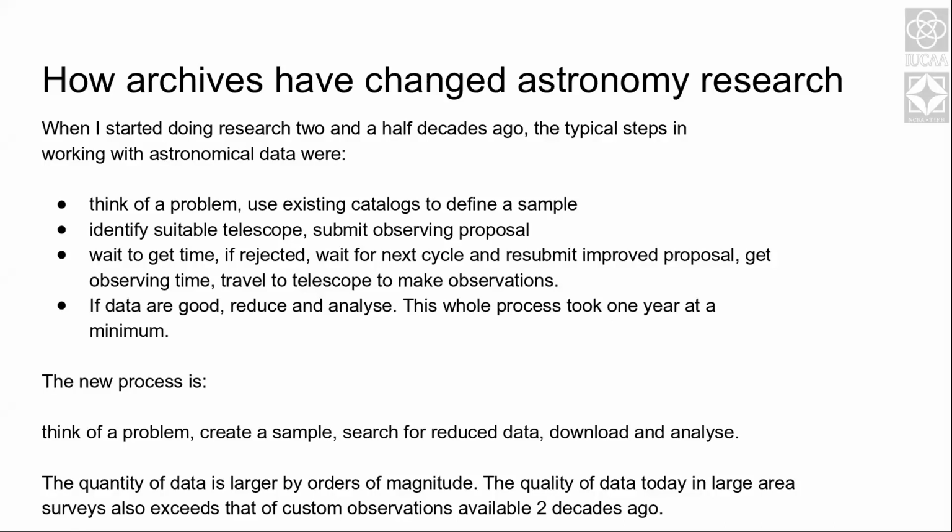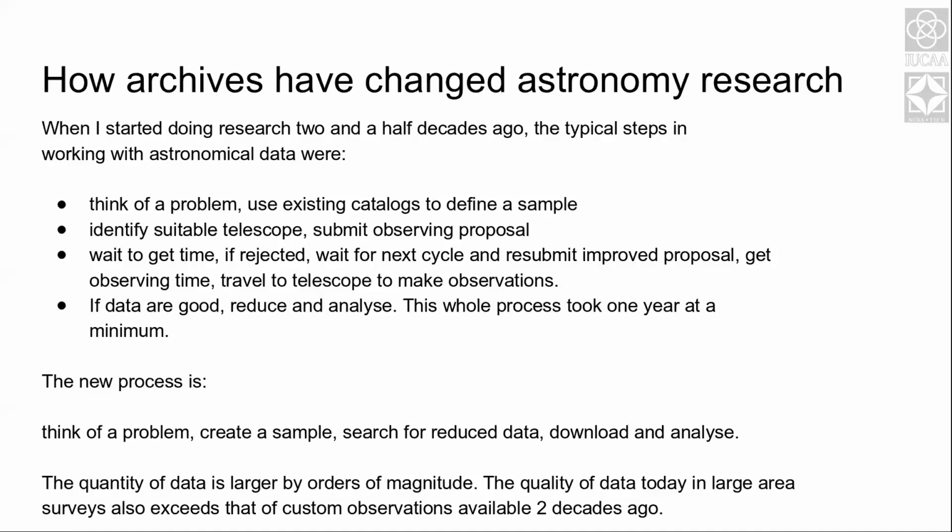Now, typically, observing proposals are submitted every 6 months or so. And so after submitting, you wait till you get the time. If your proposal is rejected, which it may well be the first time it's submitted, especially when the telescope is highly oversubscribed, you simply have to wait for the next cycle and resubmit your improved proposal. Then hopefully get observing time. Then you travel to the telescope and you make your observations.